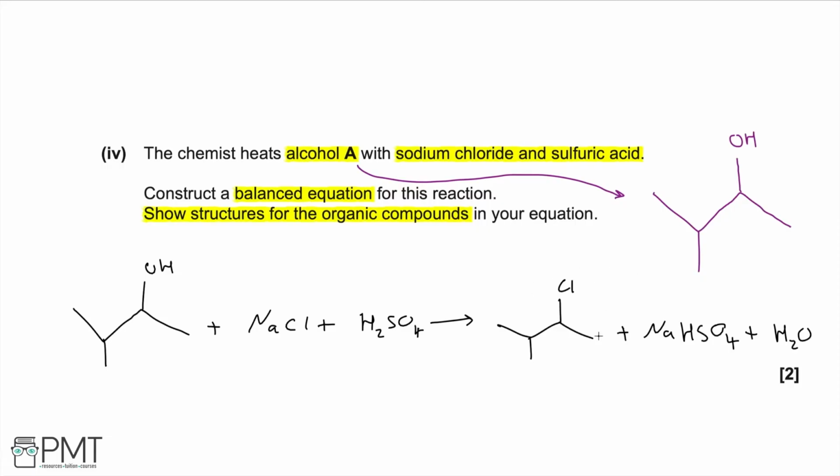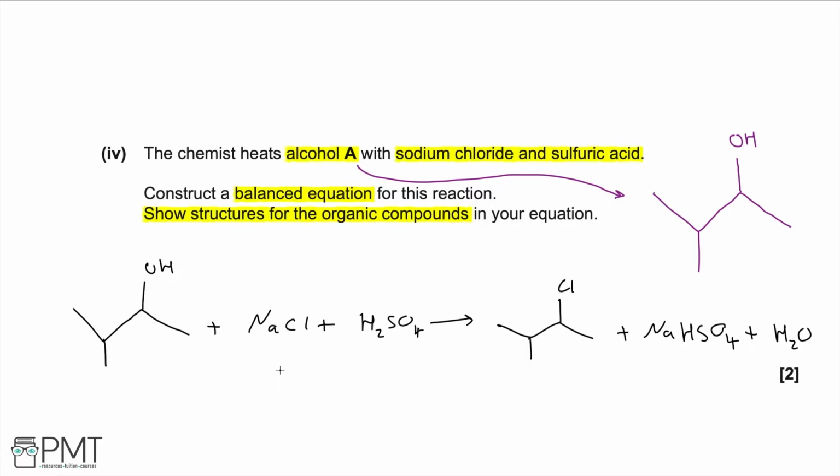So we'll form both a haloalkane. Since our sulfuric acid donated 1 proton to our alcohol group, it's going to be HSO4 minus, and that's going to form a salt with our remaining sodium, forming sodium hydrogen sulfate. And we're also going to form water from the donation of that proton from the acid to the alcohol group in our alcohol A.